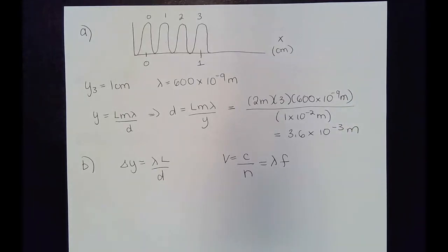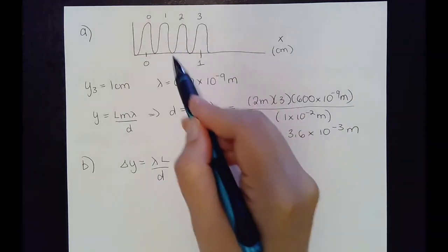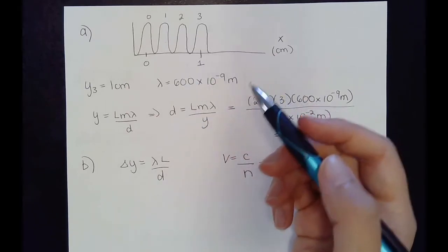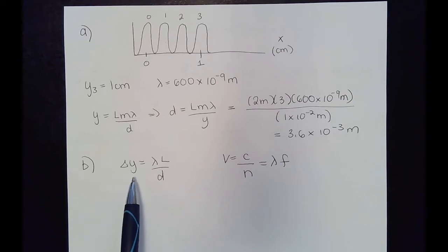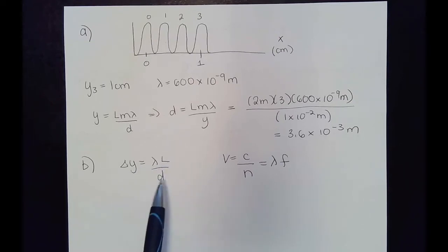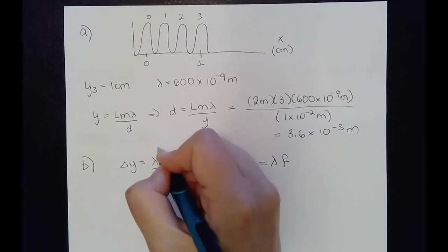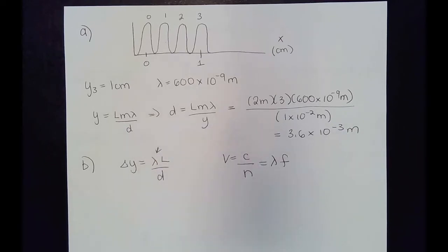So then part B is interesting. It's if we take this whole setup, the double slit apparatus, and put it into water, what changes and how does that affect the fringe spacing? So our fringe spacing delta y is lambda L over d. The only thing that changes here is the wavelength. This changes when it's brought into water because of the change in the speed of light in the water.